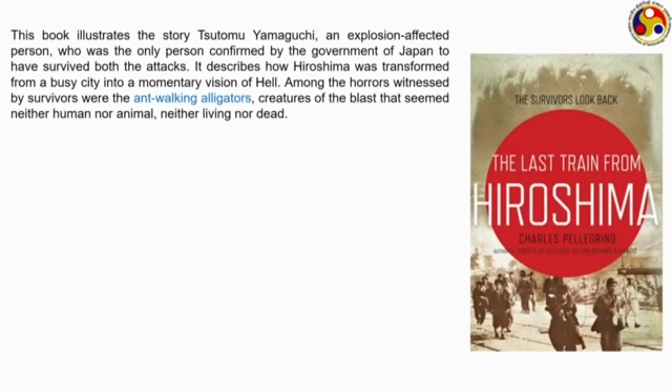This particular book revolves around the experience that Yamaguchi and several other survivors have. It describes how Hiroshima, from a quite busy town, was transformed to a momentary version of hell among the horror. Of course, we do not want to go to the details of whether there is any kind of validity about the experience reported in this book, or whether it was very much exaggerated. We do not want to discuss that, but it mentions several incidents that definitely happened there. And to support that, there are several photographic records also available.